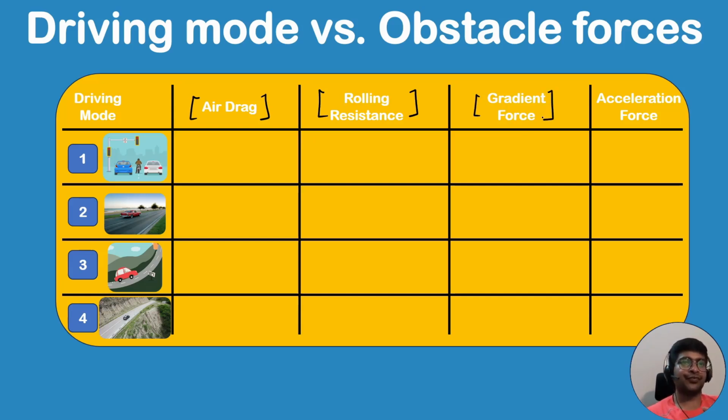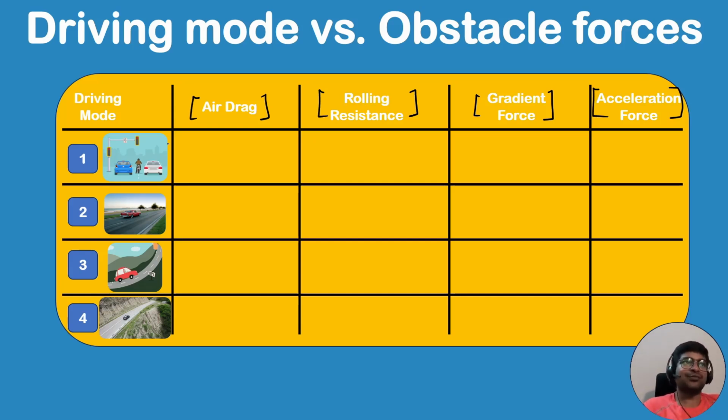And the fourth force comes when the vehicle is trying to accelerate, let's say from 0 to 100 kmph, and that's where this force comes into the picture. And by the way, this is the total acceleration. So let's see which forces are dominant in each driving mode.